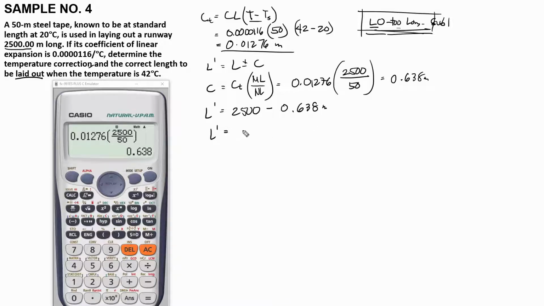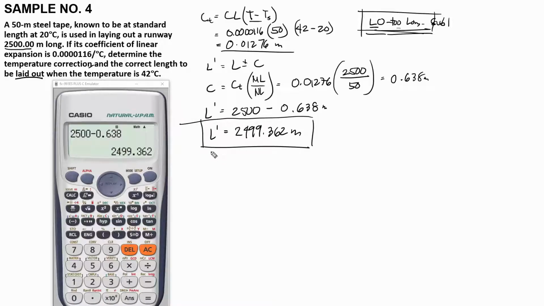So, the corrected length is equal to 2,500 minus 0.638. So, 2499.362. So, we have 2499.362 meters. So, ayan. Yun na yung ating ili-layout. So, dahil sobrang init, kapag pinag-measure tayo ng 2,500 meters na distance, pinag-layout tayo. Maglalatag tayo ng distance na yun.